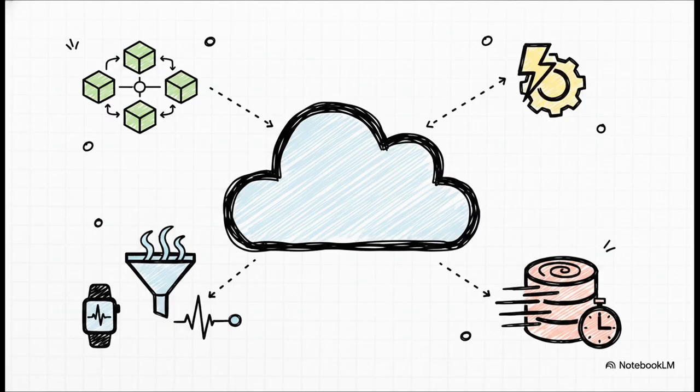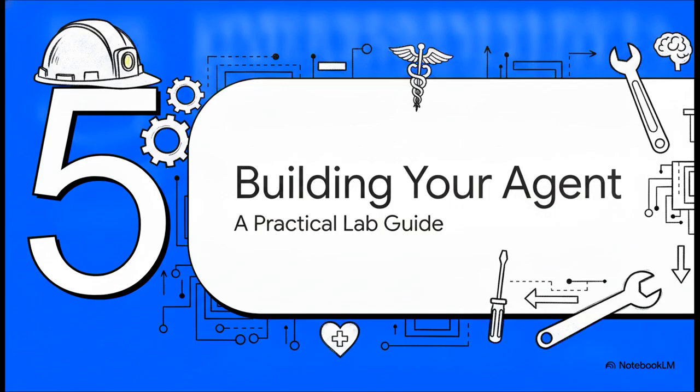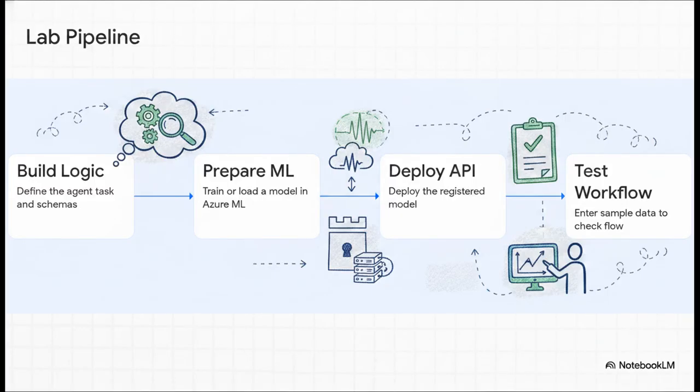Finally, Section 5, Building Your First Agent. Okay, it's time to put on our builder's hats. Let's see how this builds out in 4 clear practical steps. Step 1. You build the agent logic. This means defining the exact task, like, say, building a triage assistant, and writing out the strict input and output schemas. Step 2. You prepare the Azure Machine Learning model.